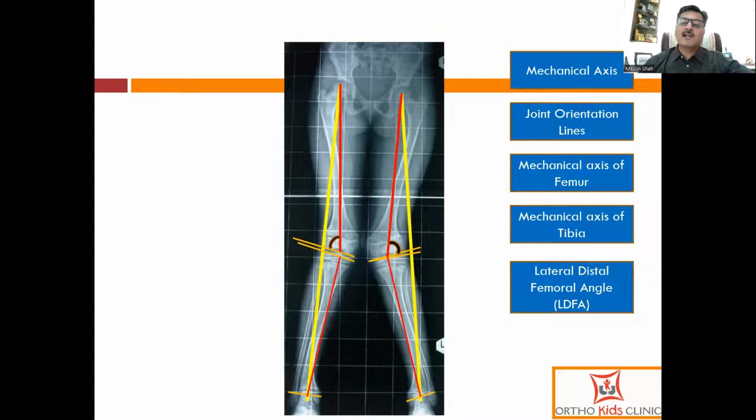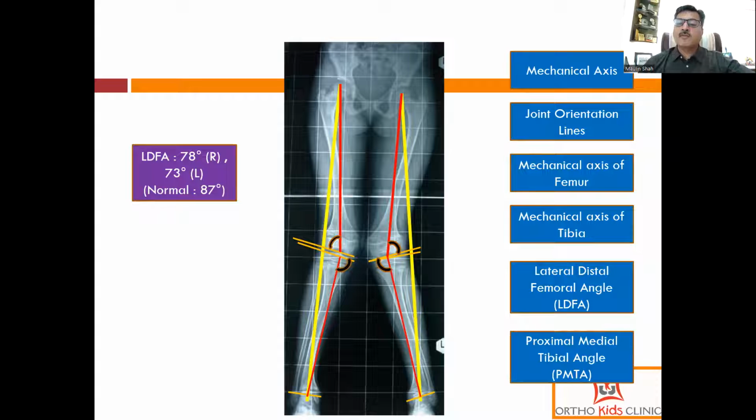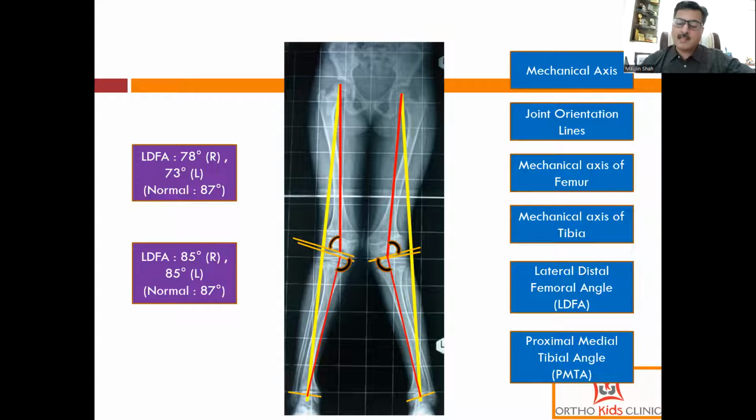And the lateral distal femoral angle normally should be 87 degrees. In this case, it is 78 on the right and 73 on the left. So about 14 degrees deformity on the left and about 9 degrees on the right. We also measured the proximal medial tibial angle. This should be 87 degrees again, which was around 85 in this case. So the deformity is coming both from the femur as well as the tibia, but mainly from the femur.